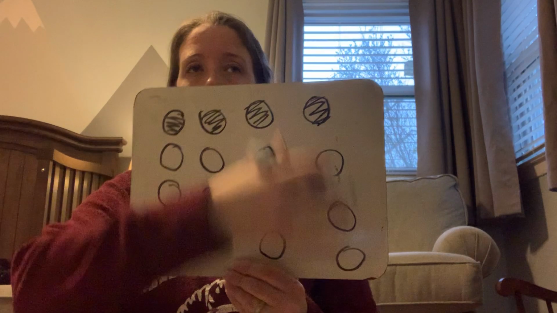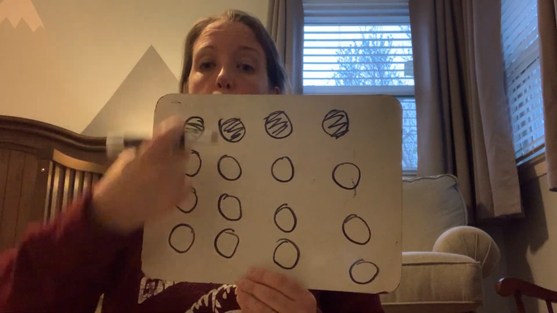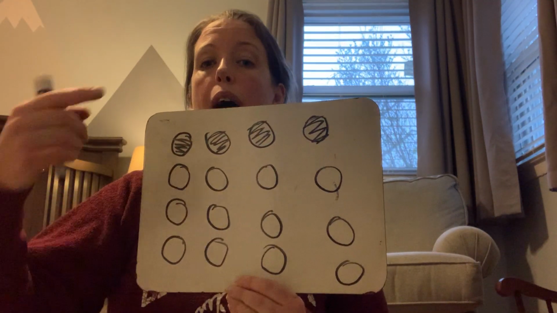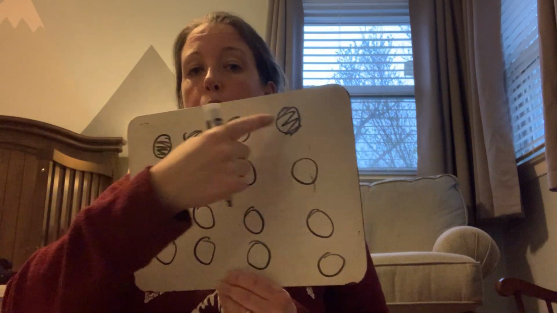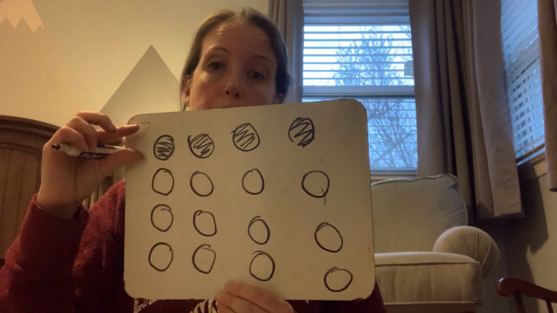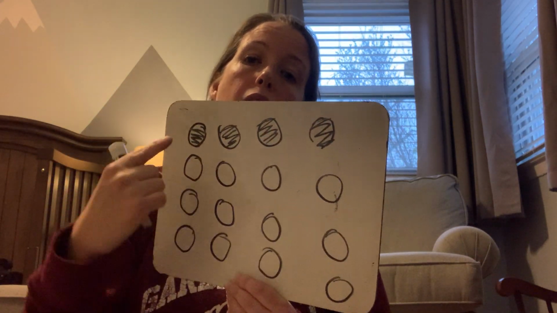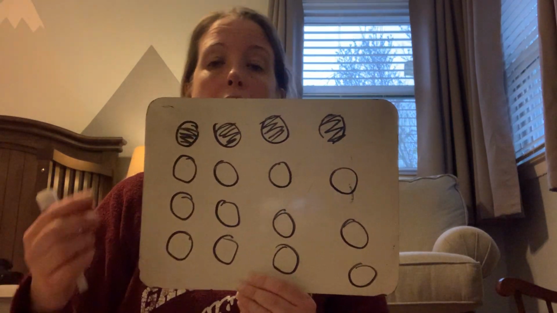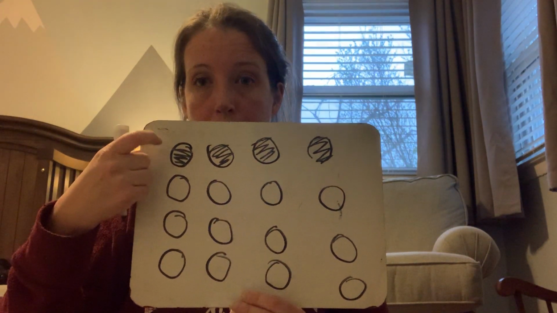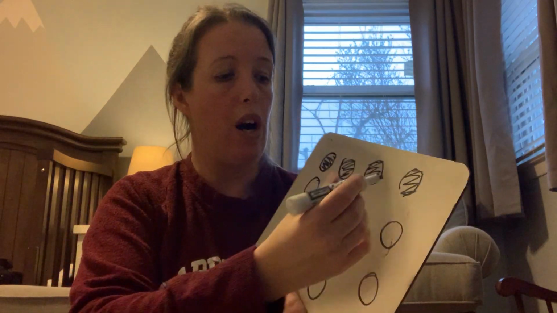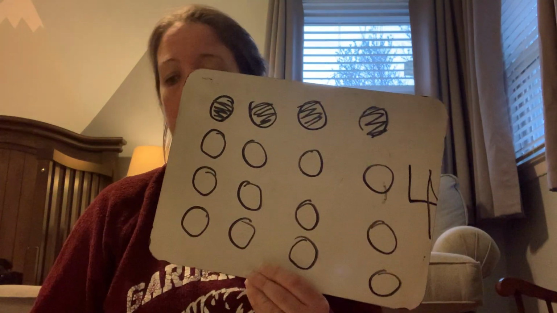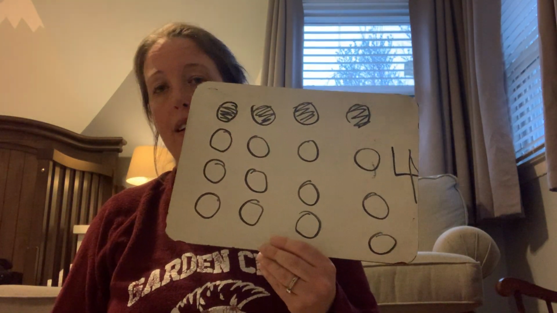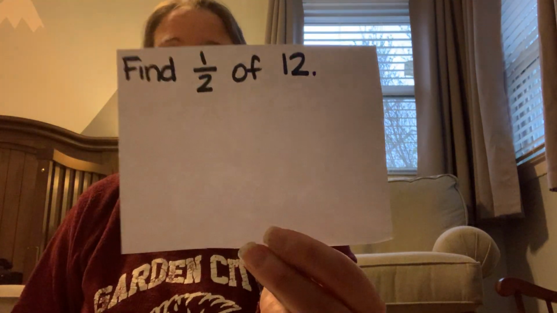So I had 16 counters. I put them in groups of 4, and I counted 1 out of every group of 4. Or you could say I counted 1 of my 4 groups. How many is in that group? 1, 2, 3, 4. 4. So 1/4 of 16 is 4. All right, I'll show you one more and then we'll try some on our own. 1/2 of 12.